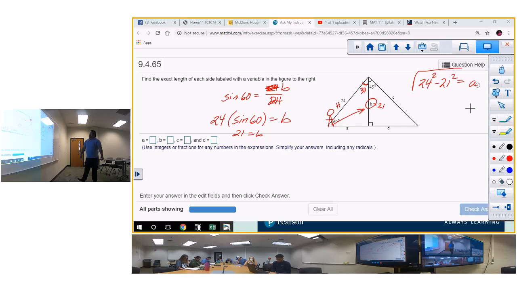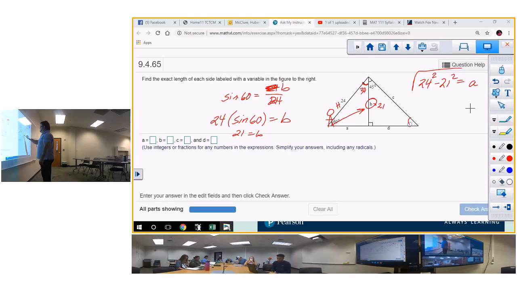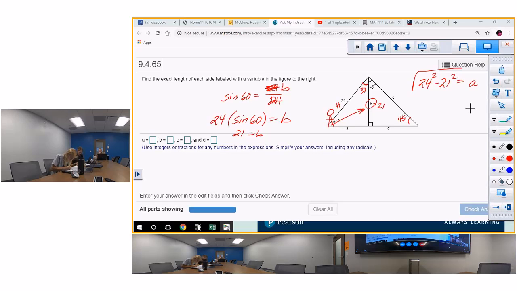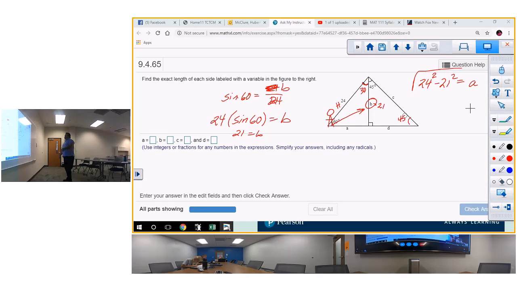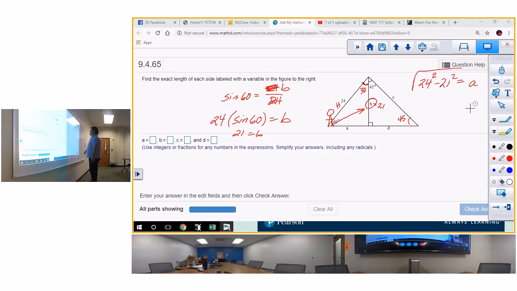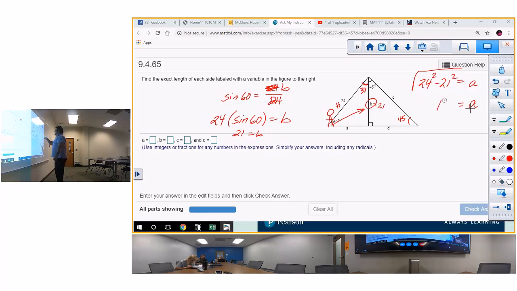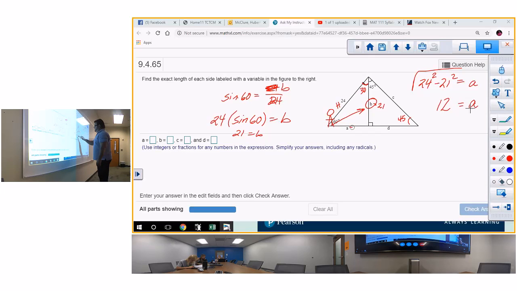And of course we know this is 45. And you can start on this one. So what is the square root of 24 squared minus 21 squared? And take the square root of it. 11.61. 12. So we know that A is equal to 12. Now I'm going to put my little man there, and I know that that's the opposite.